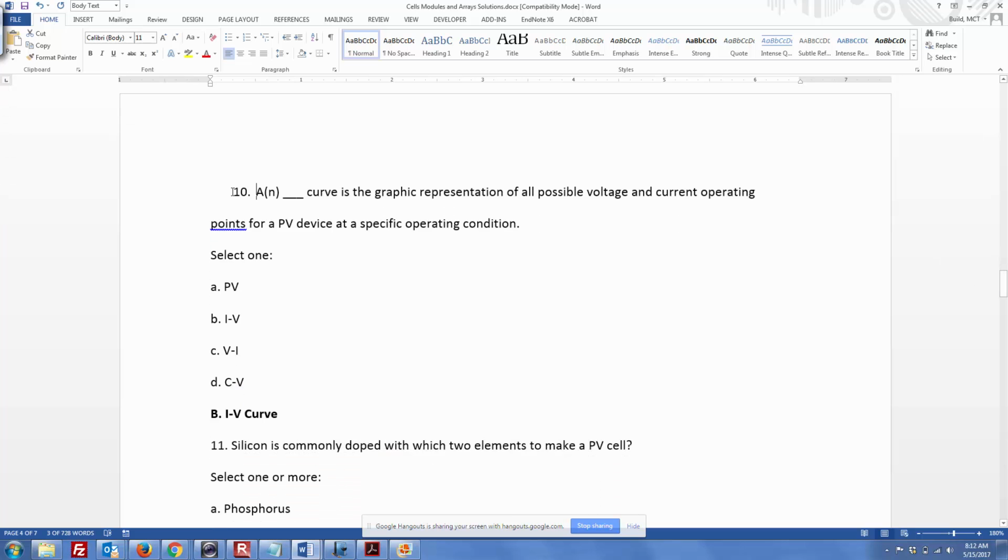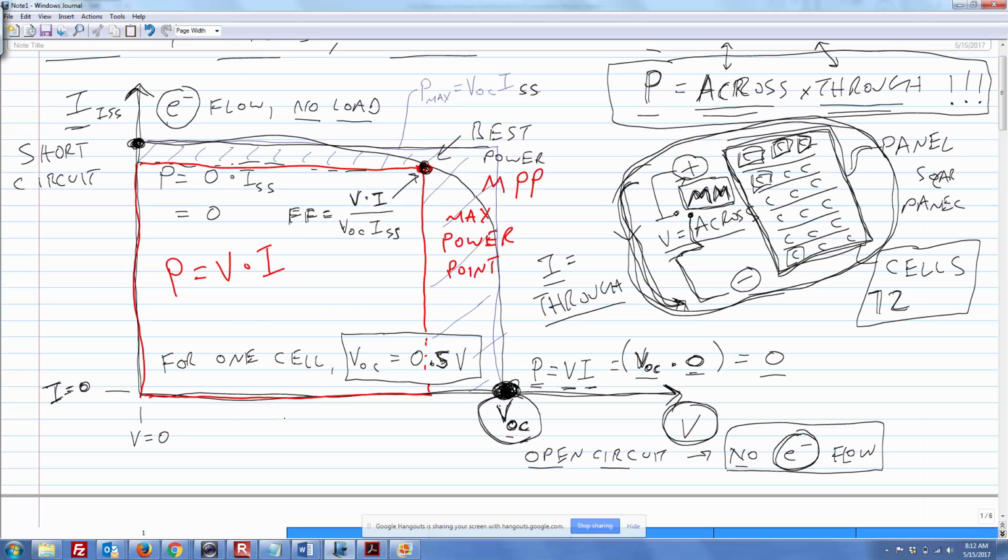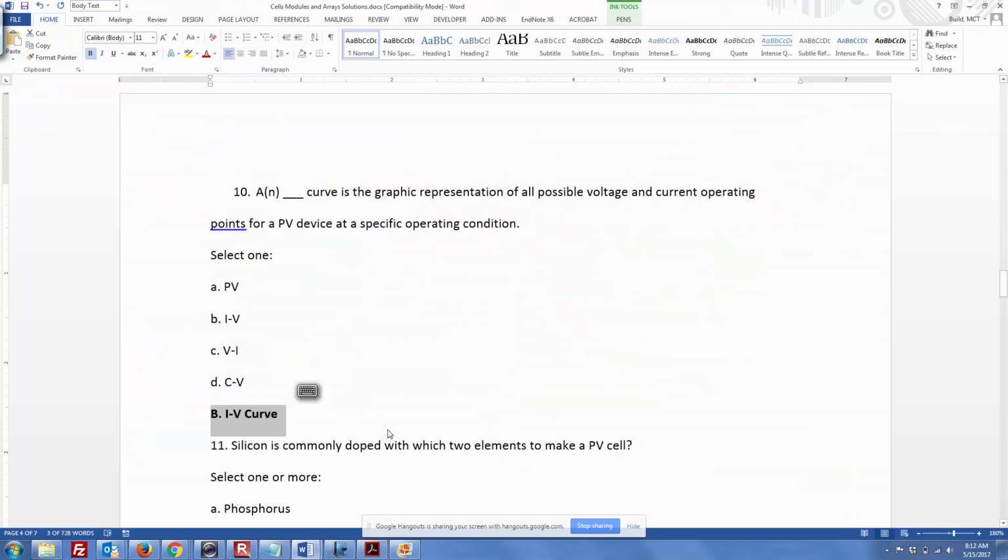Okay, number 10. A blank curve is the graphic representation of all possible voltages. That's the IV curve. And we've been doing this all day long. So this whole thing is the IV curve. I, of course, is current. V, of course, is voltage. IV curve.